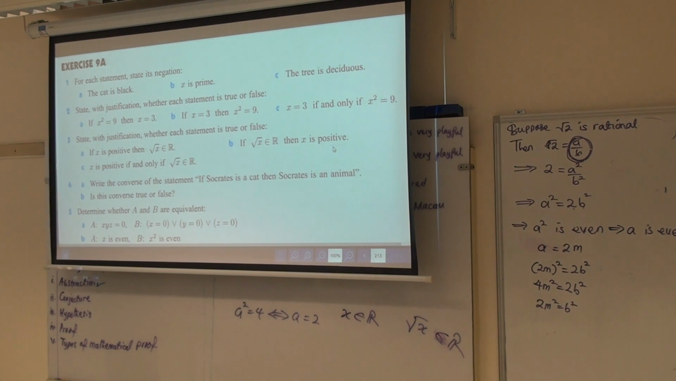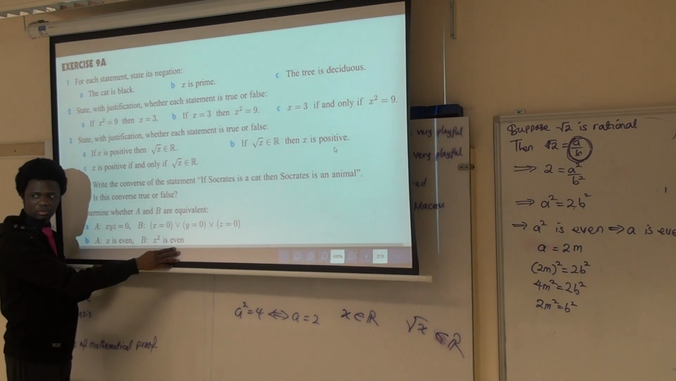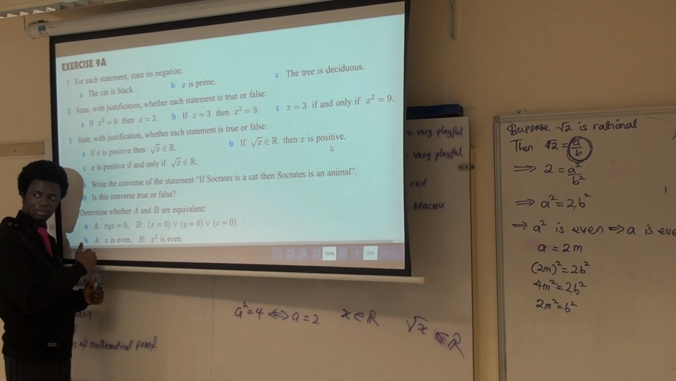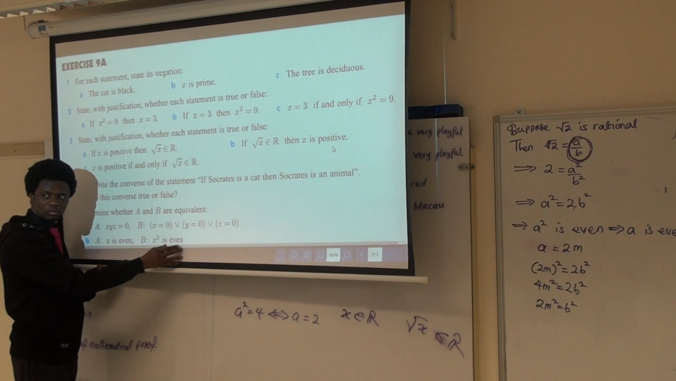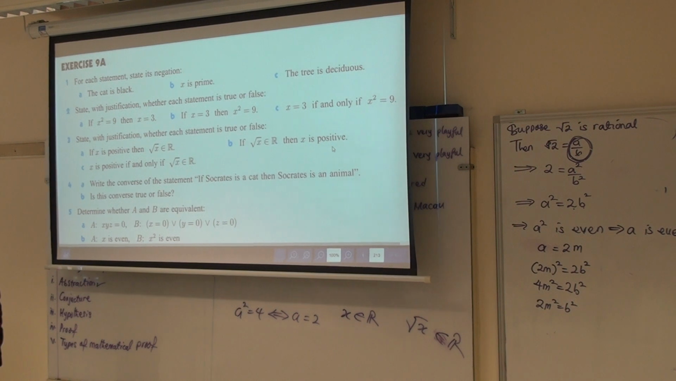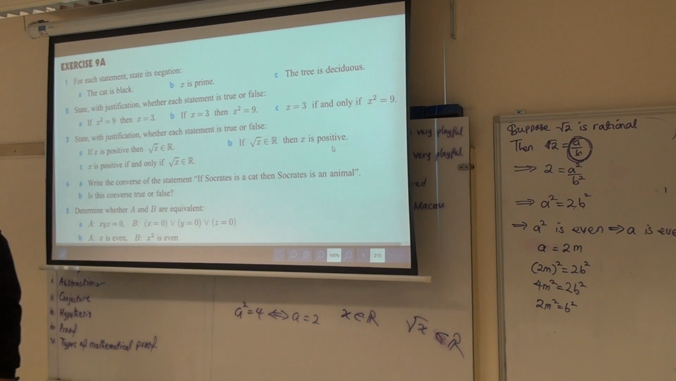Look at this. Are they equivalent? No. Are you sure? A: x is even; B: x squared is even. Are they equivalent? Let's see. If x is even, is x squared going to be even? Yes, you agree? Okay, let's look at it the other way around. If the square of a number is even, is the number even? All you have to think about is, is it possible for the square root of an even number to be an odd number? Is it possible?